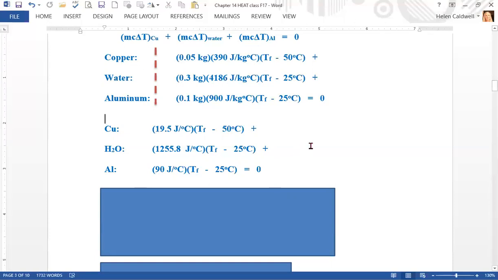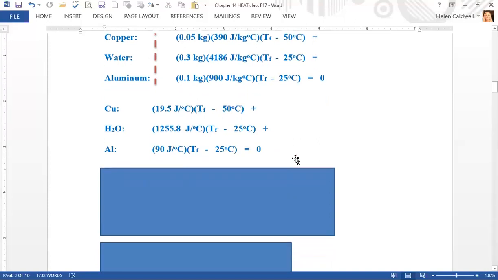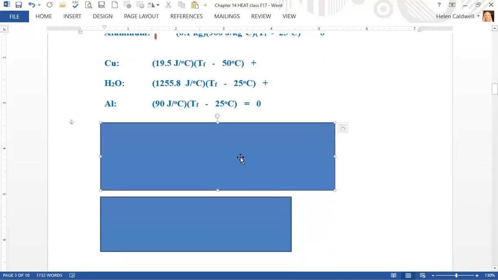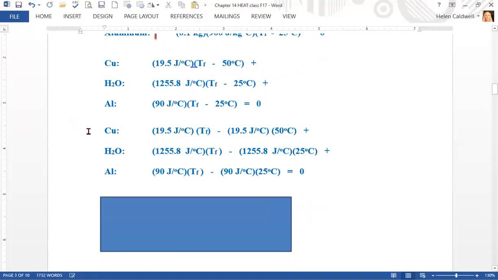Now what? Now we have to use the distributive property. So the 19.5 is going to multiply by the TF and the minus 50. The 1,255.8 will multiply by TF and negative 25. The 90 will multiply by TF and the negative 25. So we are going to use the distributive property. And you can see I wrote the steps down. I find if I just punch it into my calculator, I am bound to make a mistake.